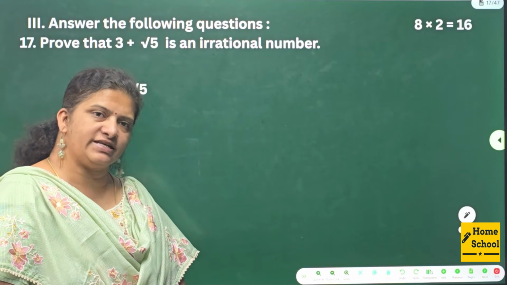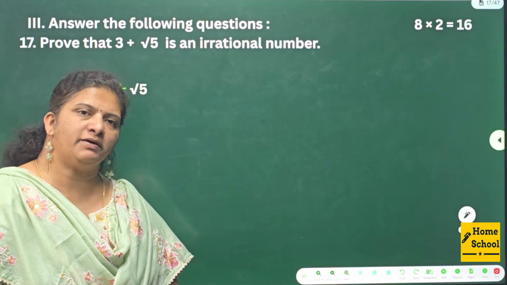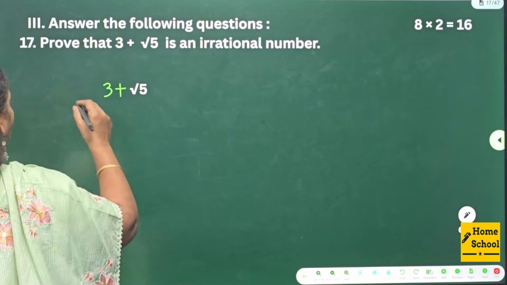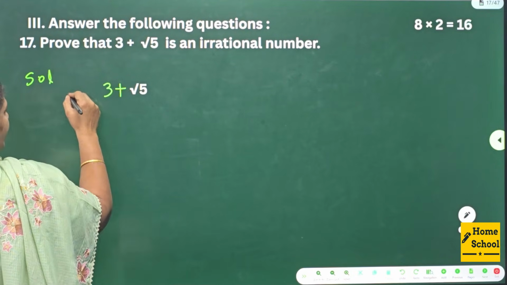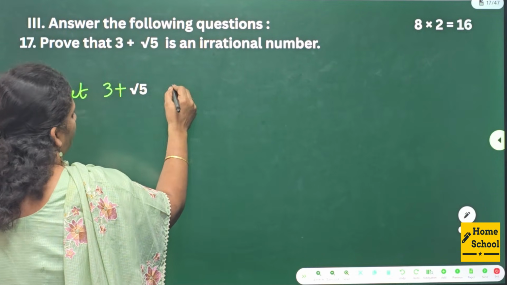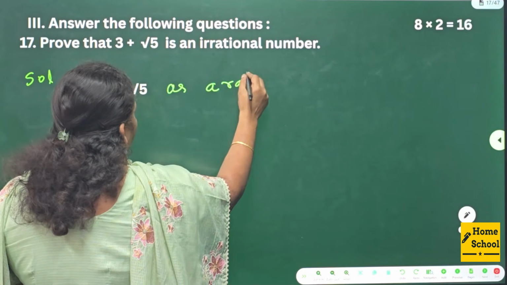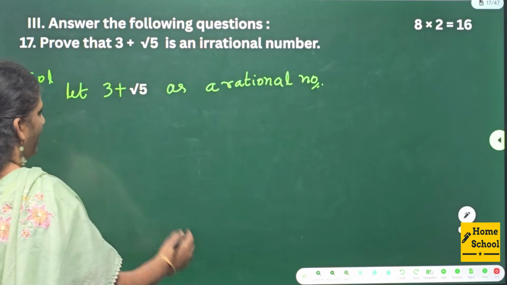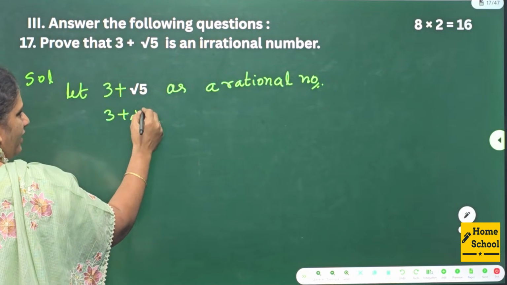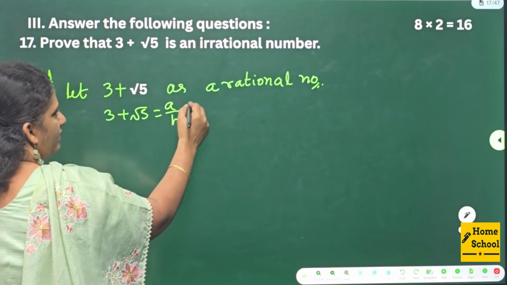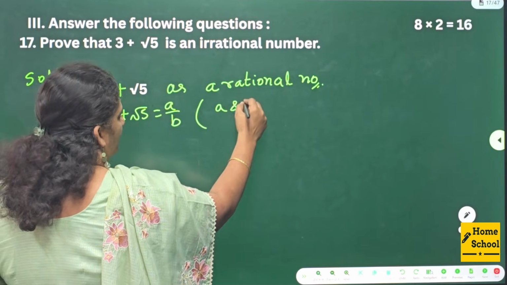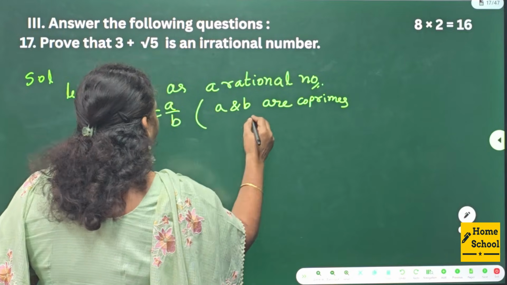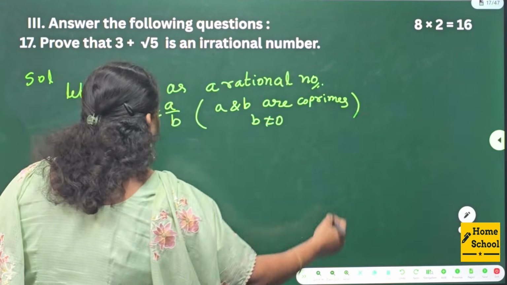Third main, 2 mark questions, 8 will be there. 17th one, prove that 3 plus root 5 is an irrational number. First we are going to start the solution by writing: let us assume 3 plus root 5 as a rational number. We need to prove it irrational, no? So let us assume it as a rational number. If it is a rational number, it must be equal to a by b, where a and b are co-primes and b is not equal to 0, you need to write.